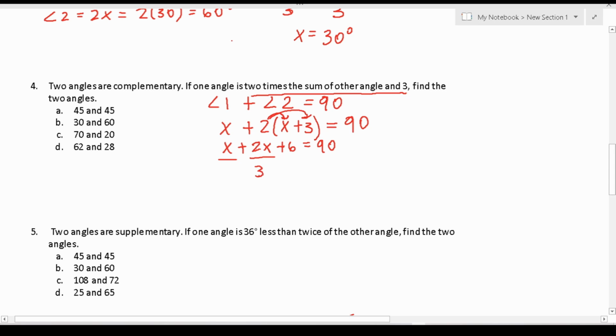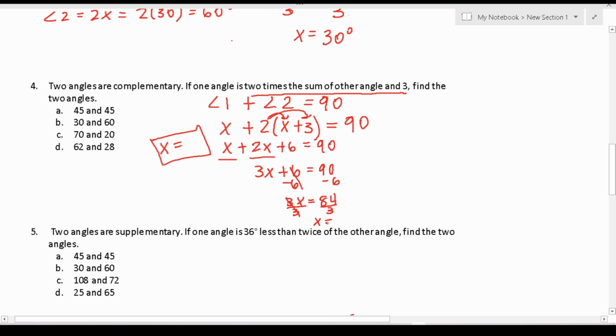X and 2x is 3x plus 6 equals 90 degrees. All right, let's, again, we're trying to solve for x by itself like that. So as my next step, I'm going to subtract 6 from both sides. This is going to cross out, leaving me with 3x equals 90 minus 6, which is 84. Now I'm going to divide both sides by 3 to finally get x by itself.